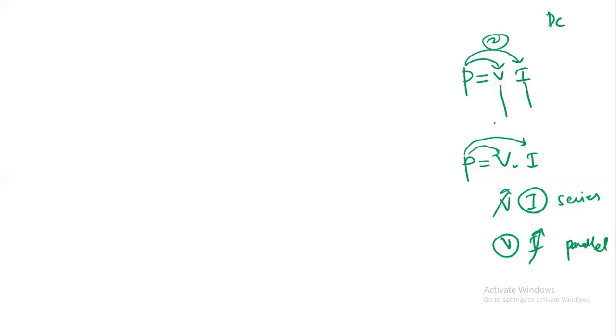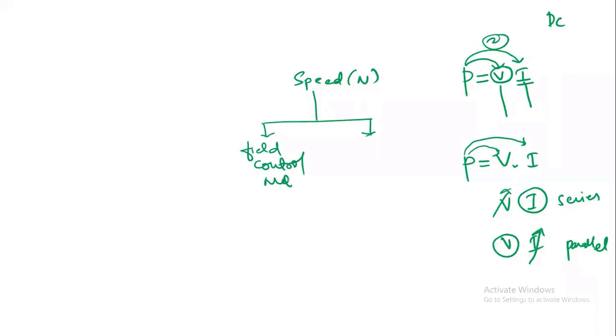Now coming to the speed, I'm looking at the speed, not at the type of connection. When I talk about speed, I can control it either by varying voltage, keeping current same, or by keeping voltage same and varying current. That's why the speed can be controlled by only two distinct methods. One is the field control method, and the other is the armature control method.